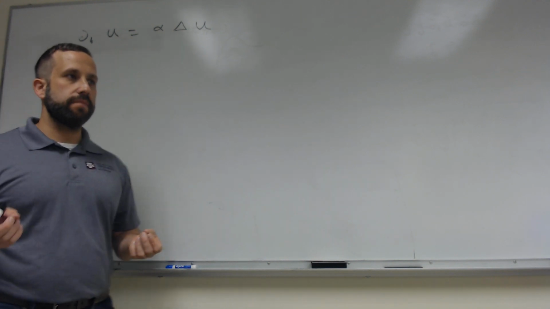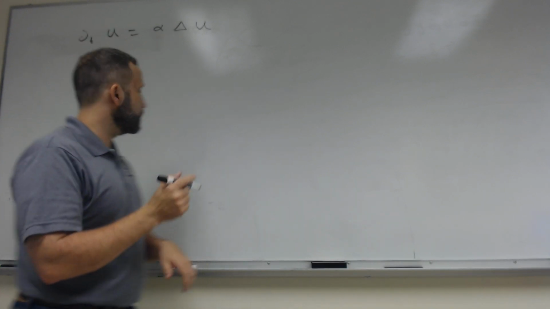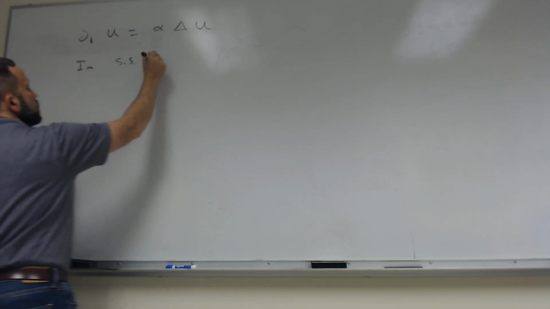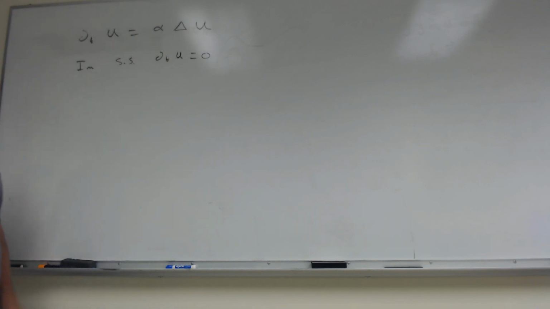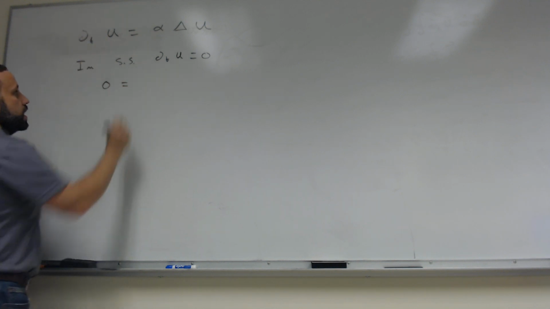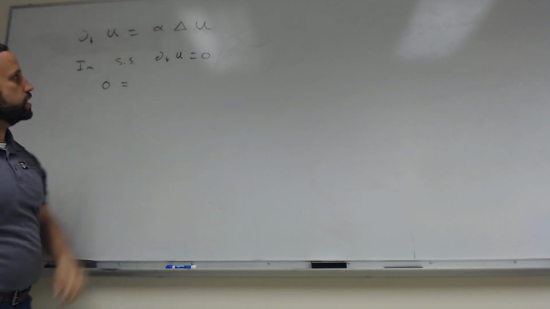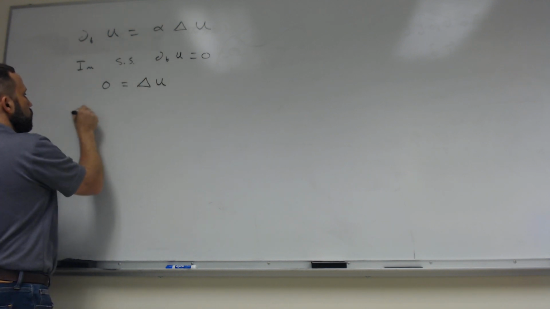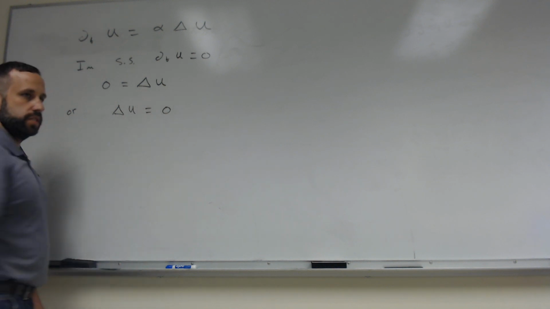Well, what does steady state mean? Steady state means U is not changing with respect to time. It's steady. And so in the steady state, the t derivative of U is equal to 0. So if the t derivative of U is equal to 0, this equation becomes 0 is equal to alpha times the Laplacian of U, but I can just divide both sides by alpha, and I get 0 is equal to the Laplacian of U, or Laplacian of U is equal to 0.